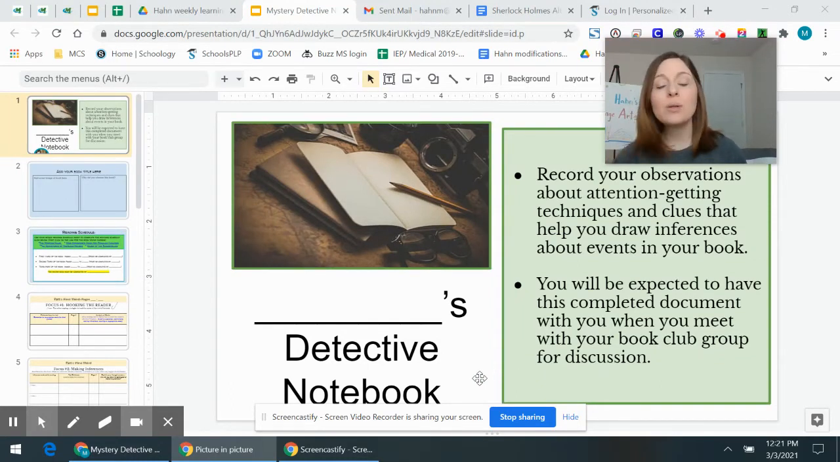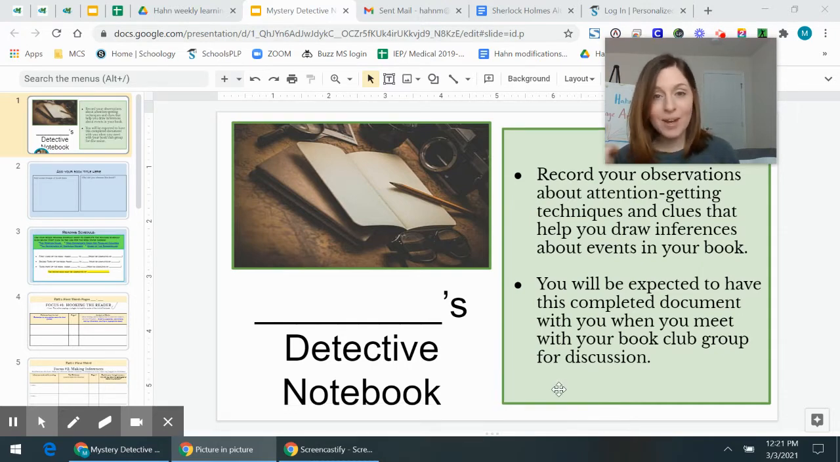Hahn, and I'm going to talk to you a little bit about what is called the Detective Notebook. This is a document that you're going to make your own copy of, and then you are going to be adding to this document for the next 3 weeks. So as you're reading, every time you're reading, I want you to have this open in addition to the PDF.